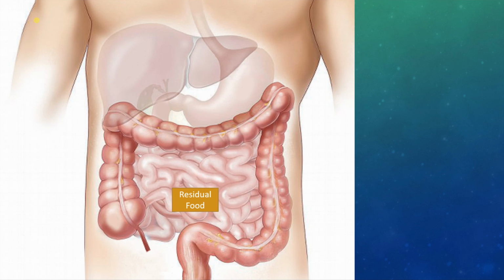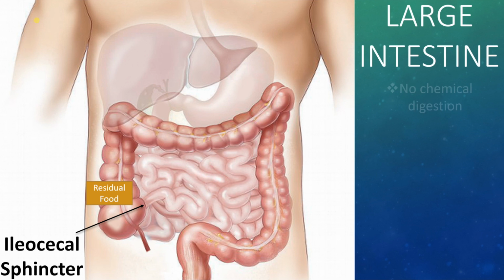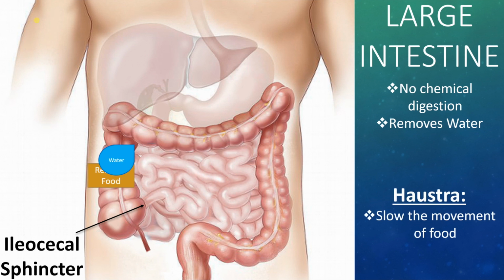The remaining residual from the small intestine is then transported through the ileocecal sphincter to the large intestine, where no chemical digestion takes place. Instead, the primary function of the large intestine is to remove water. Curves called haustra slow the movement of food through the large intestine so the maximum amount of water can be removed.